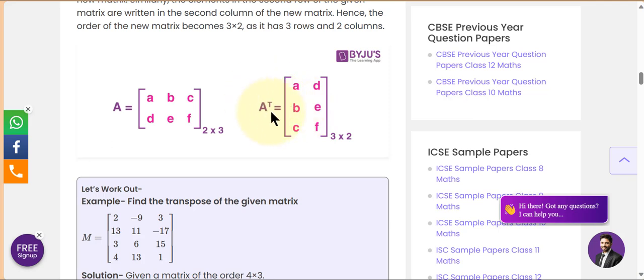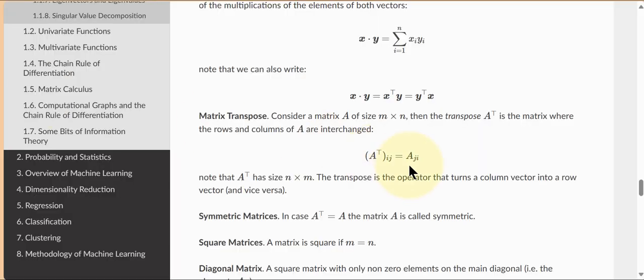So if this is the transpose, we're asking what the 2,1 element is. This is in the second row and first column. So we're asking, for example, what's the 2,1 element of the transpose? And the answer is, it's not the 2,1 element of this, but the 1,2 element of this. So the 2,1 element of this is the 1,2 element of this. What is the 1,2 element? It's B. So that's right. That's what they're saying here.